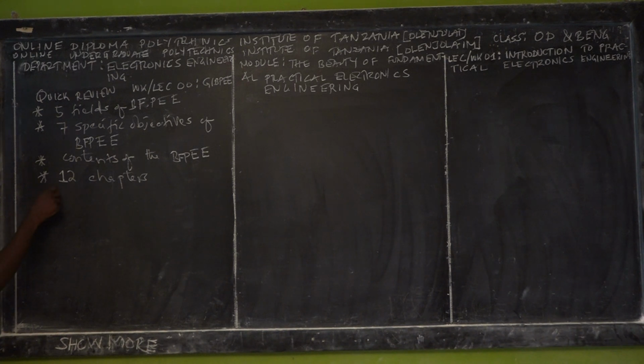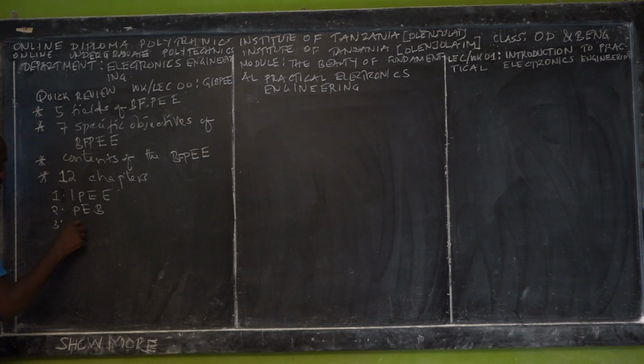So can you, okay, the first chapter, how do we call it? Introduction to Practical Electronics Engineering. The second one, Practical Electronics Benches. The third chapter, Electronics Measuring and Testing Instruments. The fourth chapter, The Beauty of Resistors. The fifth one, The Beauty of Capacitors.